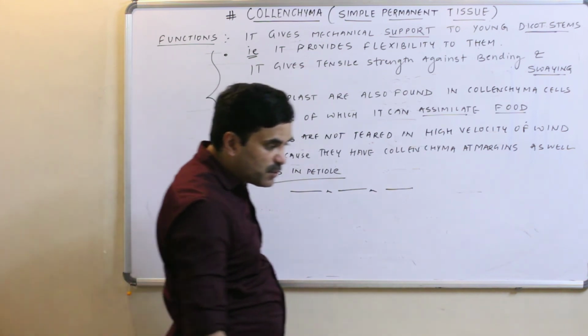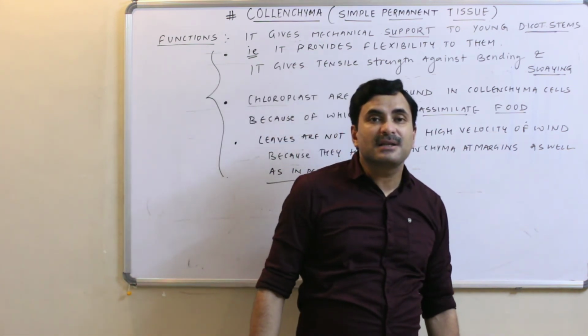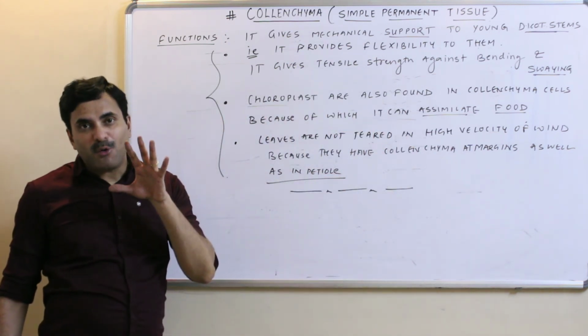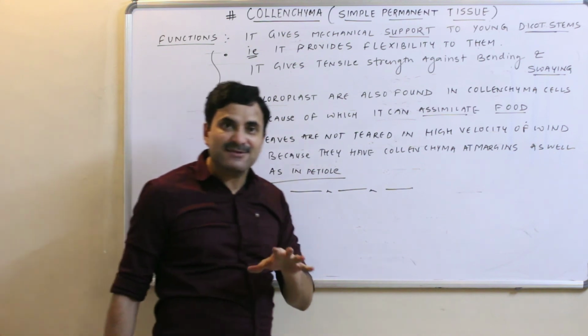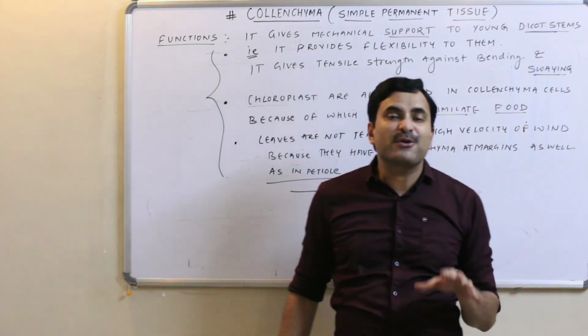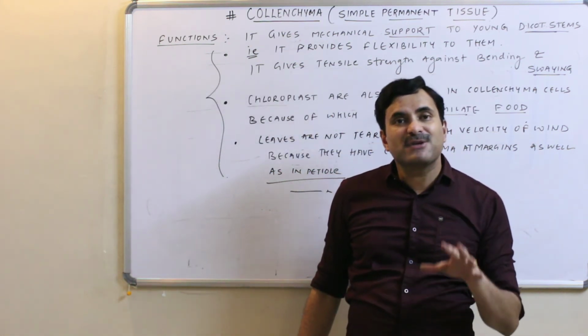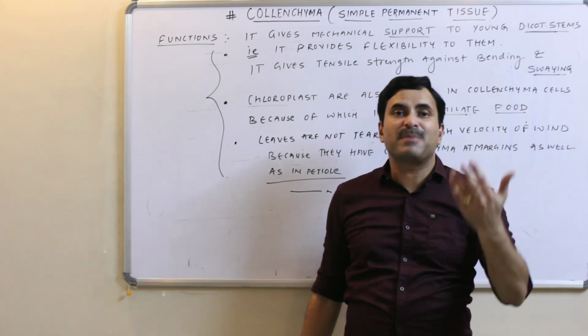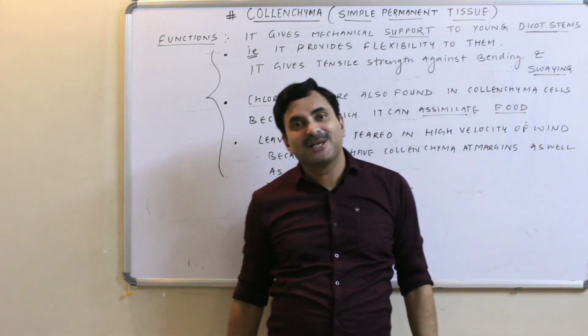So in today's video we have discussed another simple permanent tissue, and that is known as the collenchyma. Hope you have liked this video, and just wait for the next video, in which we'll be discussing the sclerenchyma and the remaining parts of plant anatomy.